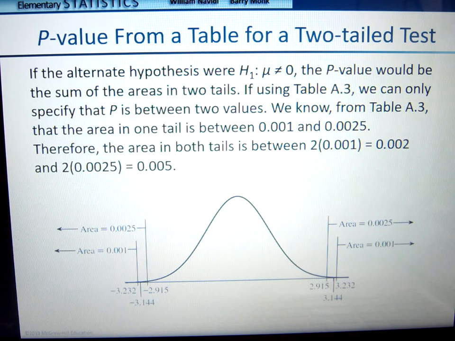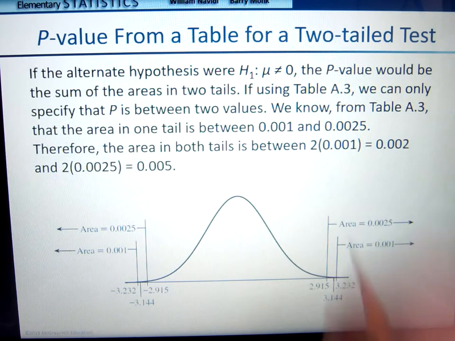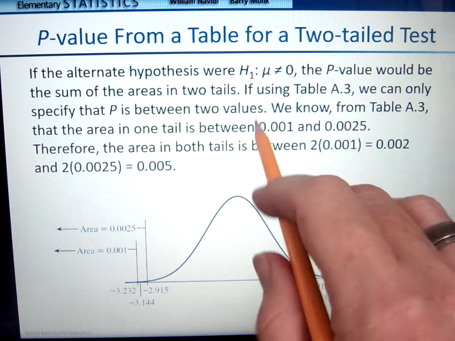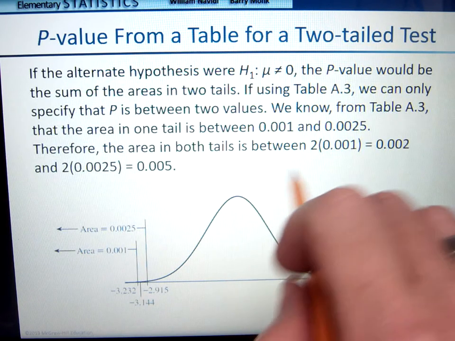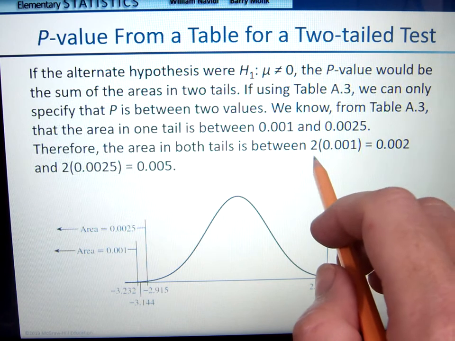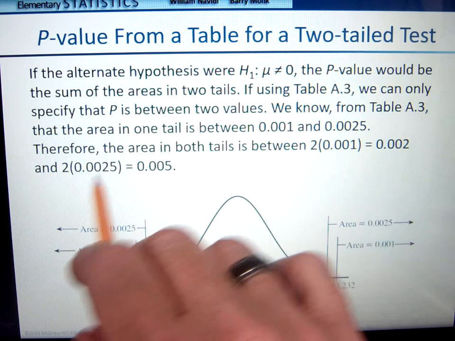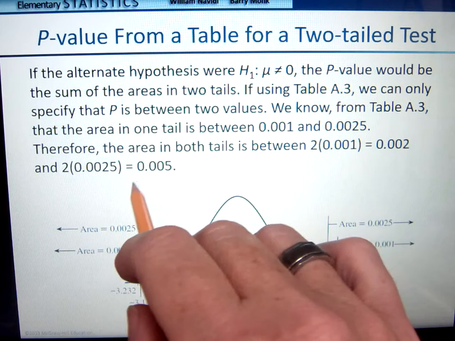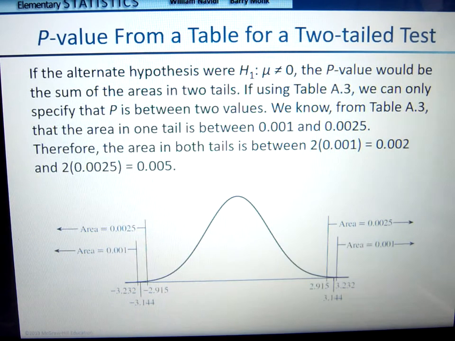Now, if the alternate hypothesis H1 were that the mean is not equal to 0, the p-value would be the sum of the two tails. If using table A3, we can only specify that p is in between two values. We know from table A3 that the area in one tail begins here. Therefore, the area in both tails has to be that. So we're going to take 2 times this and then 2 times the second one. That will equal 0.05.